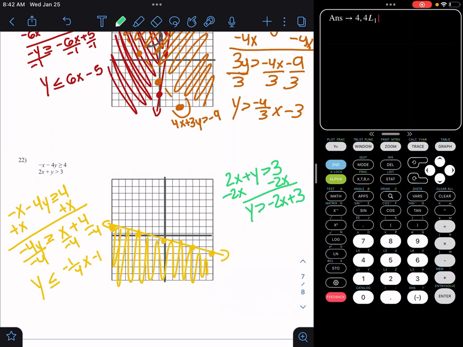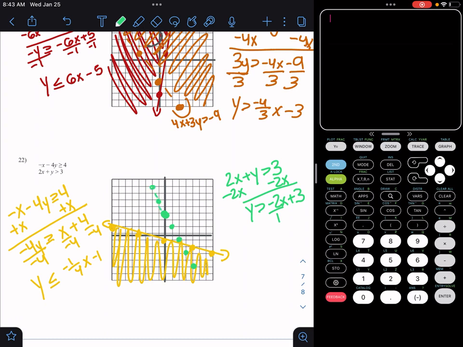Now we're going to go up 3. 1, 2, 3. And then negative 2 over 1 means go down 2, to the right 1. Down 2 to the right 1. Down 2 to the right 1. Down 2 to the right 1. Now we're going to go up 2 to the left 1. Up 2 to the left 1.